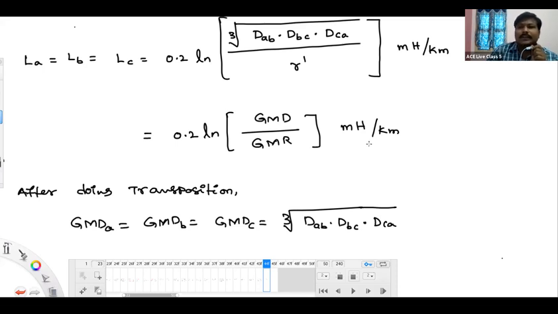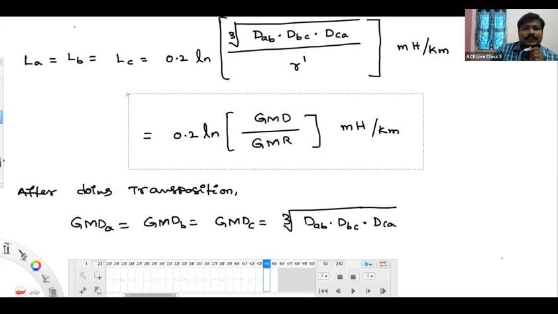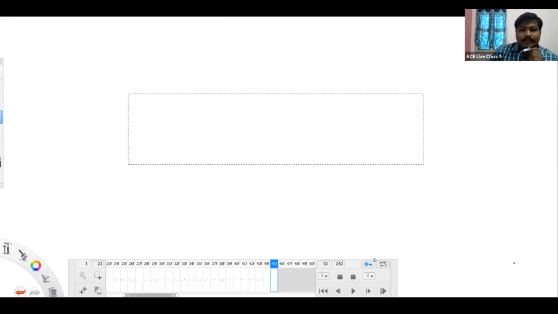See, actually, in the previous class, we have written LA equals LB equals LC equal to this equation, 0.2 ln of GMD by GMR. So let me copy this. So this is that LA equals LB equals LC. I'm moving to the next slide.